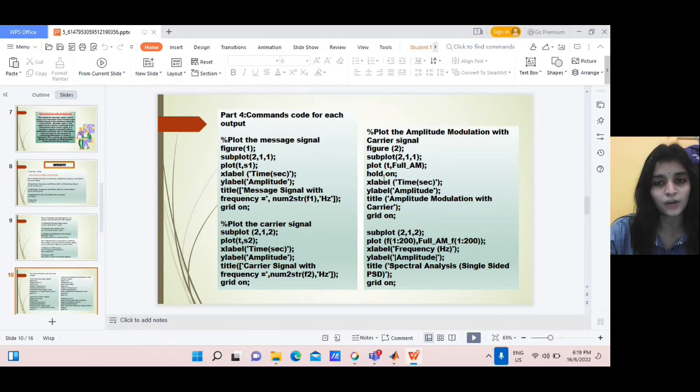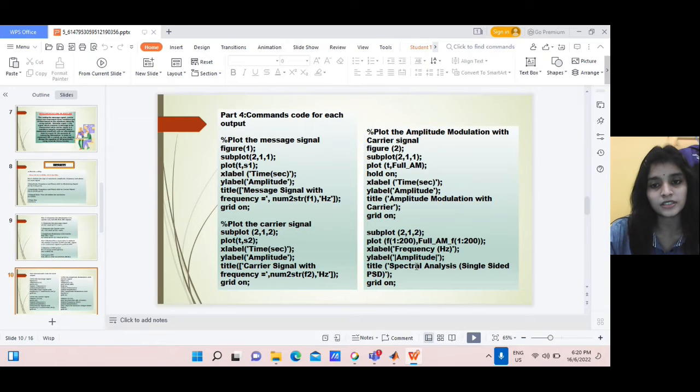There will be 4 outputs. Output 1 will show the plot of the message signal, that means the output waveform for the message signal. This one is the carrier signal output. Then this one is the amplitude modulation with the carrier signal, that means the amplitude modulation waveform.